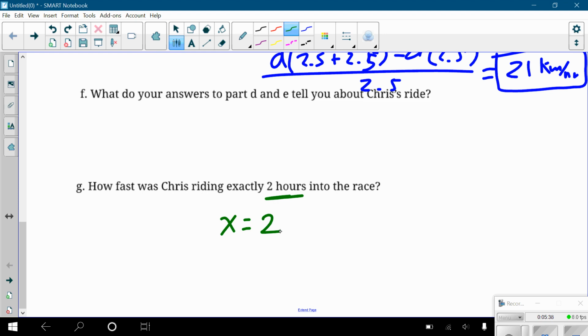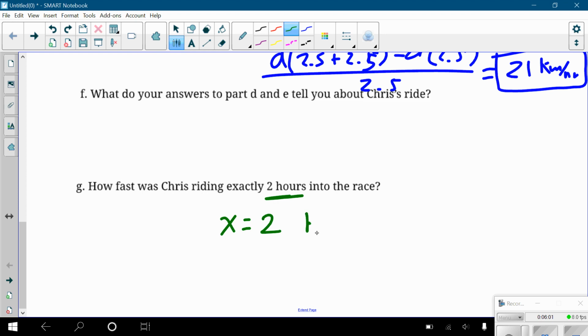Why? Because his speed could change a lot. If I had used 2 hours and 2.5 hours, I'd be getting his average speed between 2 and 2.5 hours. That wouldn't tell me how fast he was riding 2 hours into it, because he might have changed his speed a lot between 2 and 2.5 hours. Maybe he hit a hill and had to slow down. So I want to do like 2 hours and 2 hours and 1 minute. But what would be better than that?